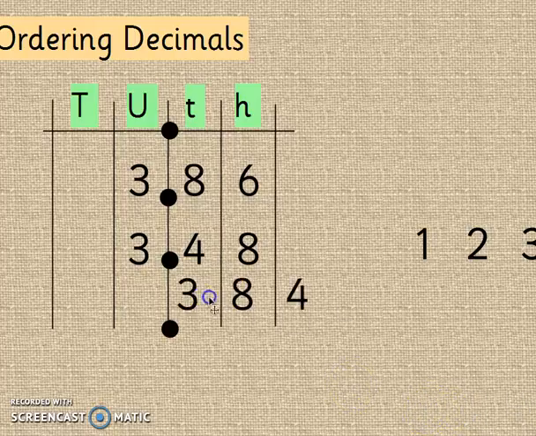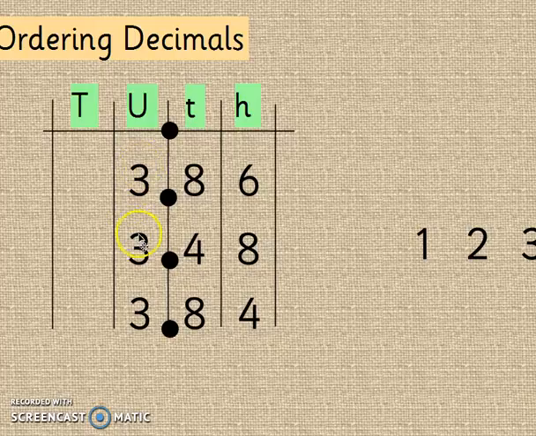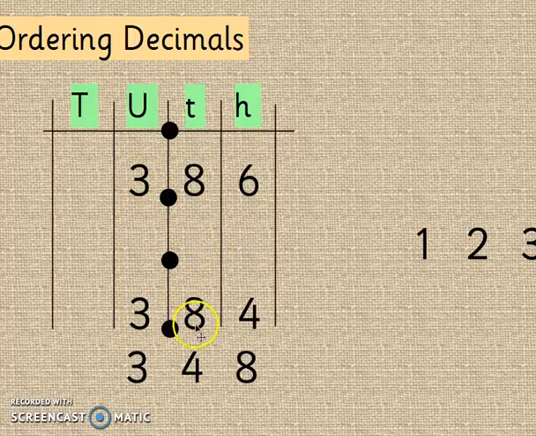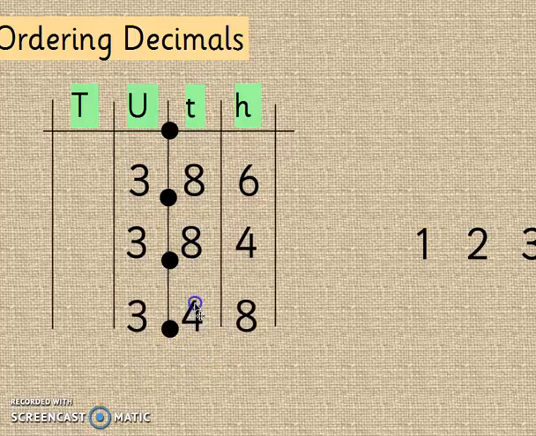If I then had a look here at a number again that's very similar, well, I know that this is the smallest number because 3.4 is smaller than 3.8. So that's going to be smaller. But what about these ones here, where we have 3.8 and 3.8? Now we jump to the hundredths column and we look at which is the greater number there. So 3.86 is a greater number than 3.84.